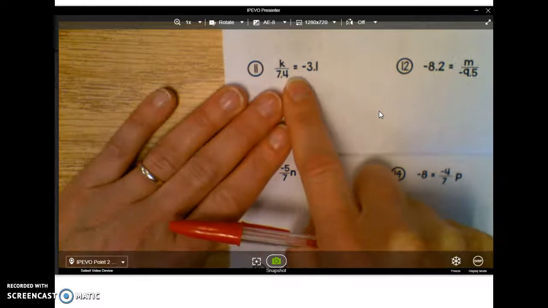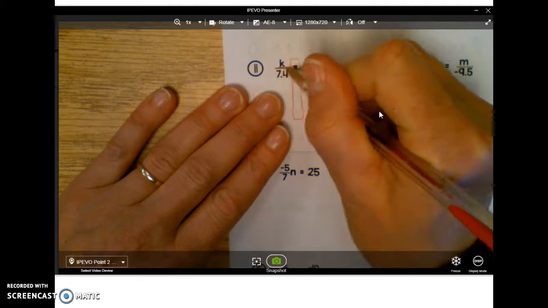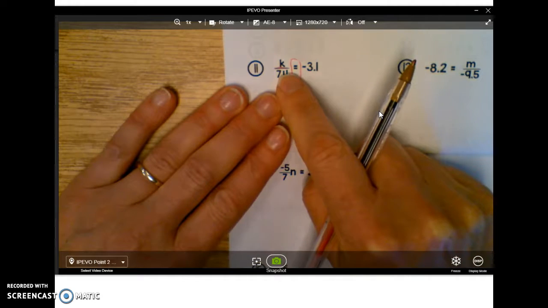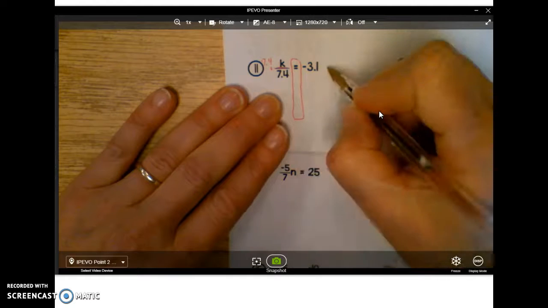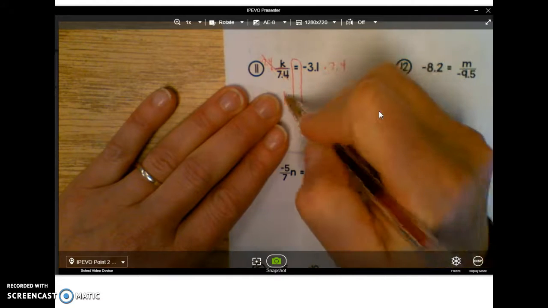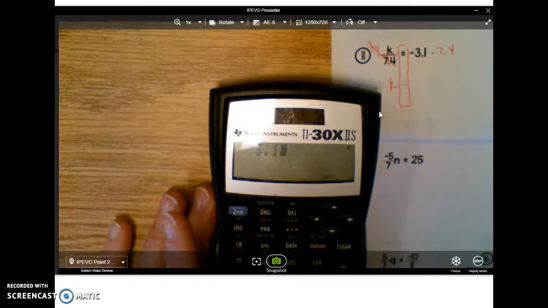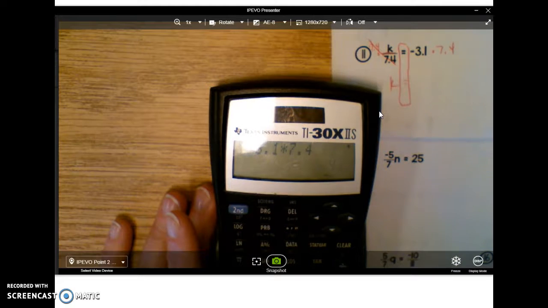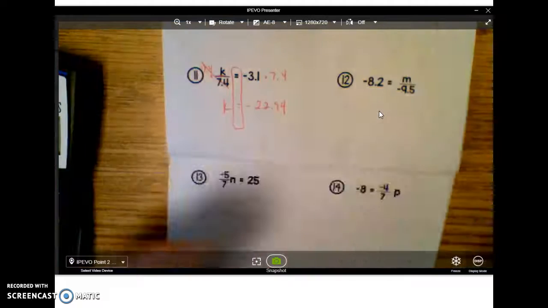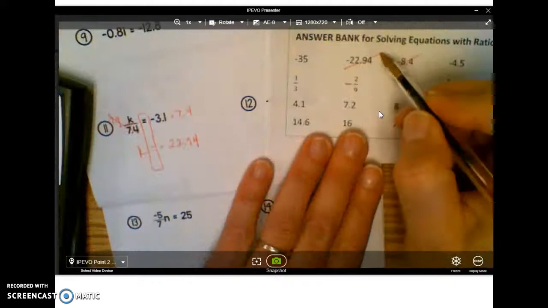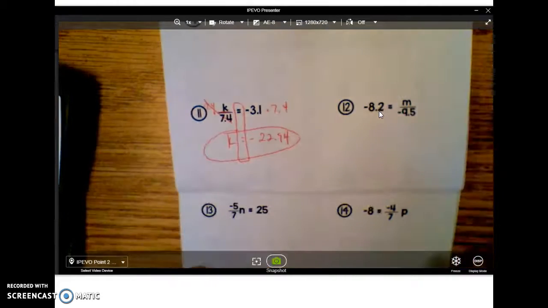So we'll pick this one to do together. This has a variable k, and it's attached to the 7.4 with this fraction bar. Okay, fraction bar means it's attached by dividing. So that means for this question, we have to multiply by 7.4 on both sides. So in order to get this one to work out, we need to take negative 3.1 times 7.4. So I'm getting negative 22.94. And then on your answer bank, negative 22.94 is on there. So we know we've got another one. Cross it off as you go.